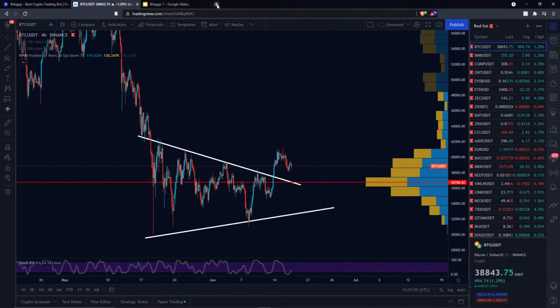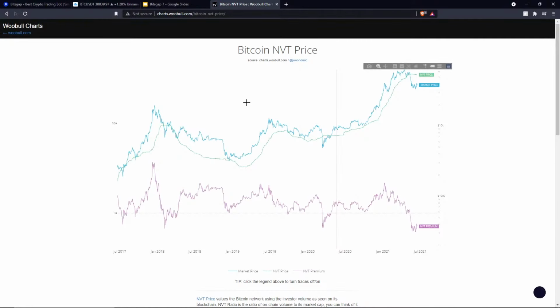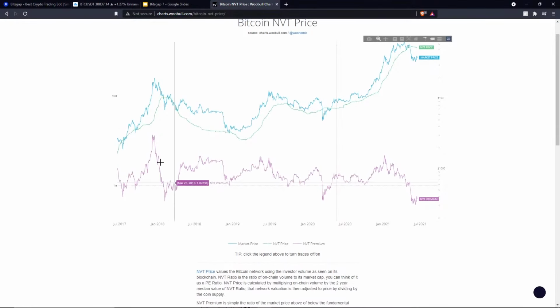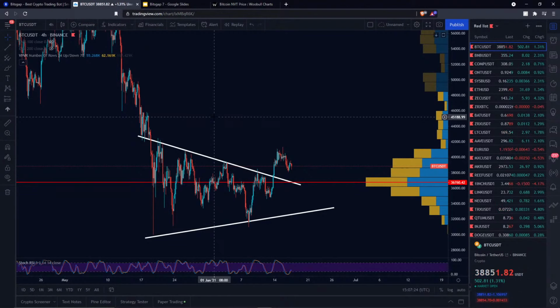Apart from other signals that we have, if you check other metrics, you will really see that we are in the phase of accumulation, and most of the indicators and fundamentals are in favor of at least a short-term bullish market. So it really makes sense to take advantage of this market right now.